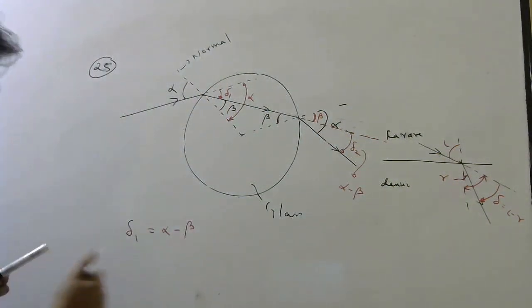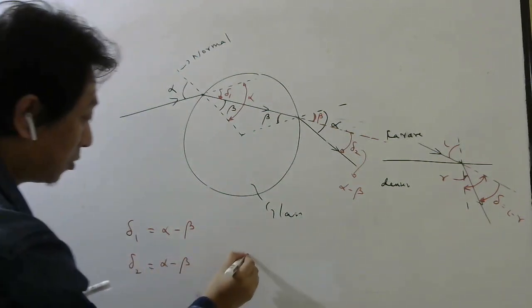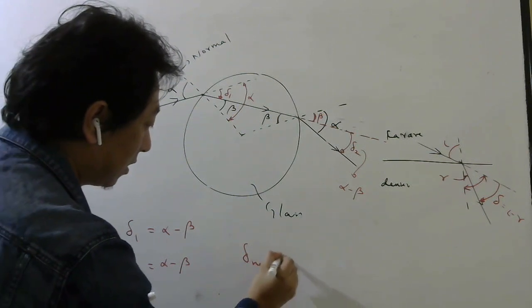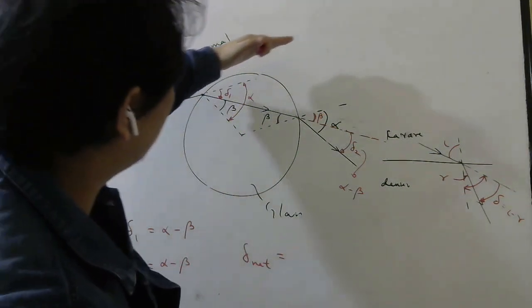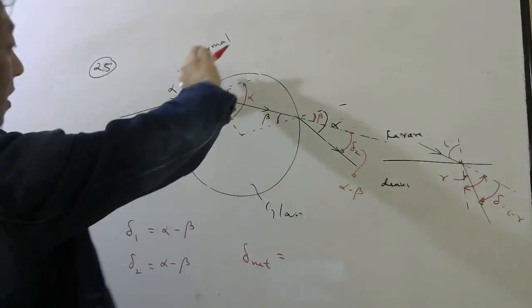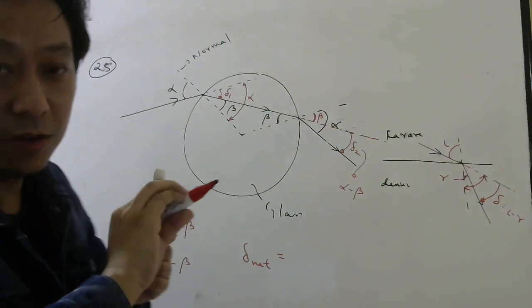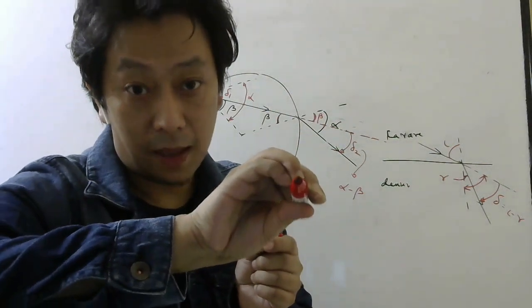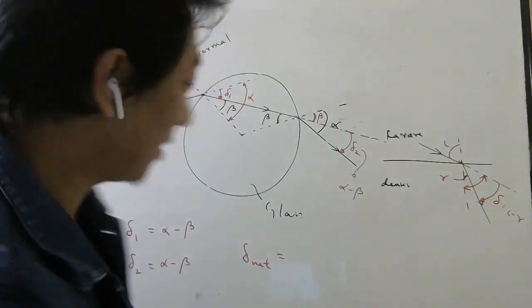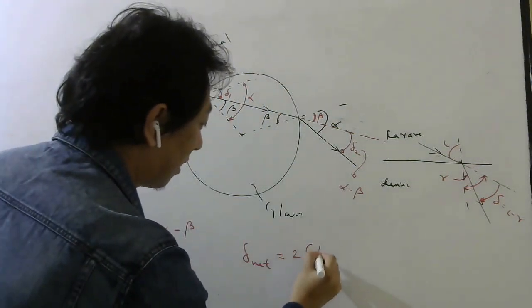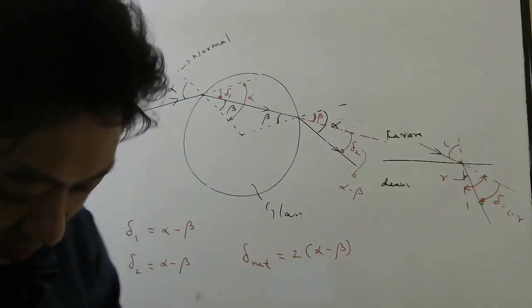So the second deviation is how much? Alpha minus beta. So what will the total deviation be? Because they want it from this incident ray, from here to here. So light has bent by delta 1, then again it has bent by delta 1. So if light bends by 10 degrees, and again 10 degrees, then the total it has bent is 20 degrees. So it will be twice of alpha minus beta. Okay, good question. Please make a note.